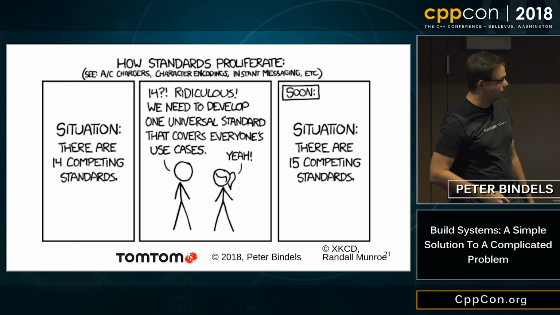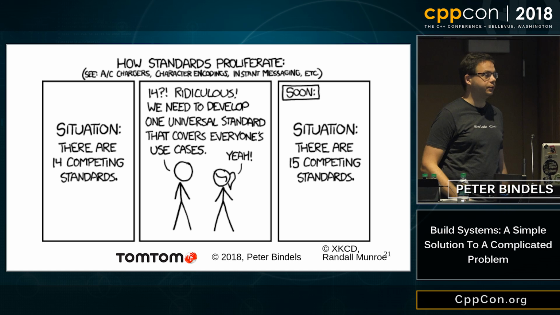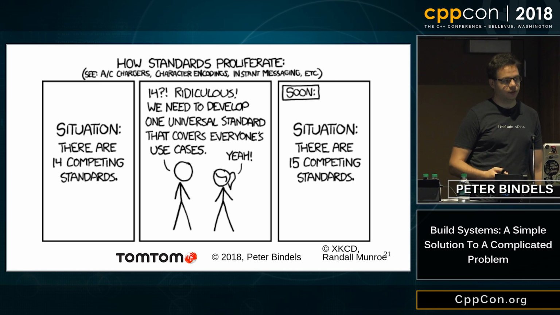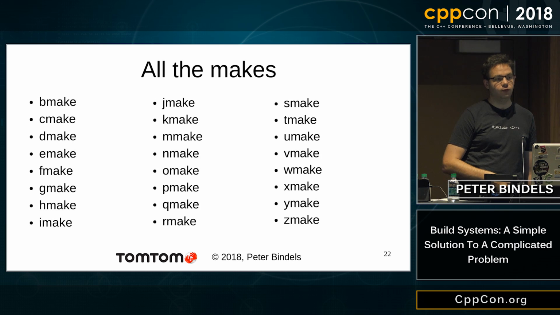This is an XKCD about standards. And it infers that there are more standards, the more that people think, this is terrible. We need to have a universal fix for this. But actually, this comic is not correct, because there are not 15 competing makes. There are at least 24.